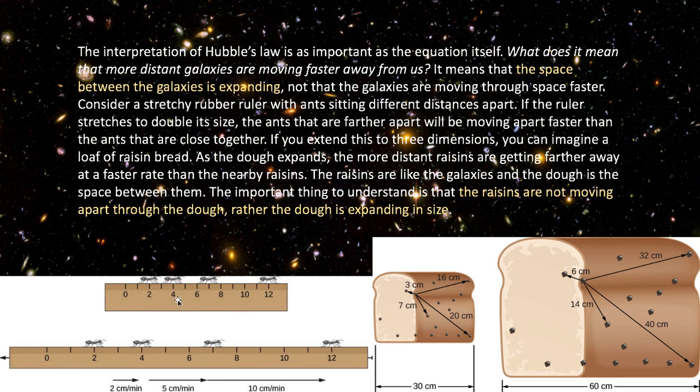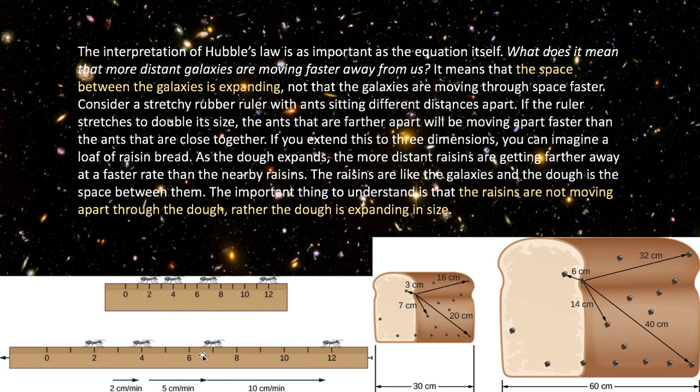This one's a little easier to think about, but then you can also extend it to 3 dimensions. And one of the homework questions will help you, I think, get the idea of this a little bit more when you actually work through the math. So here are some ants on a ruler.